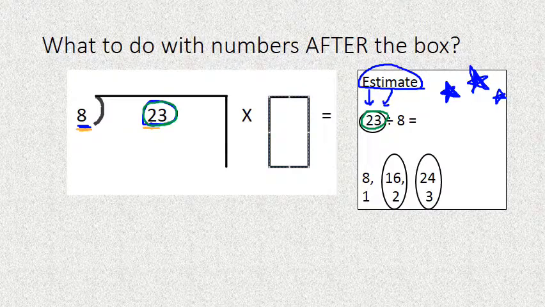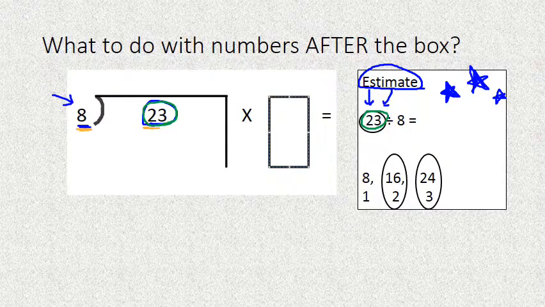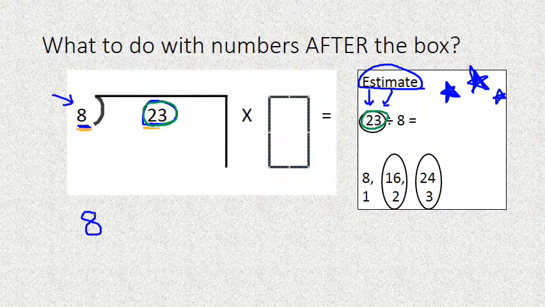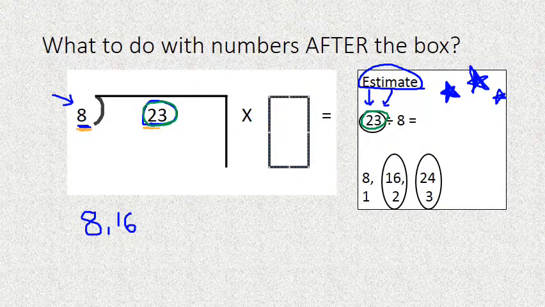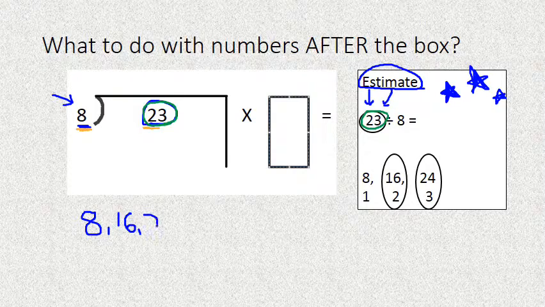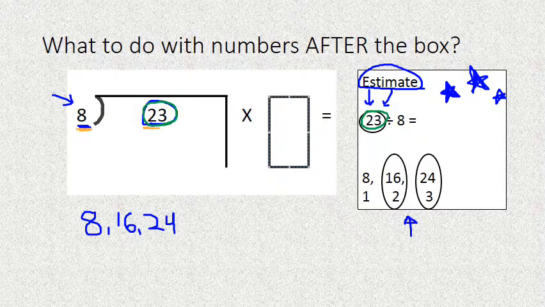Then, just like an estimate, I need to count multiples of 8. You have 2 options. You can either write out the multiples again, 8, 16, 24, or you can just use the multiples that you used already.